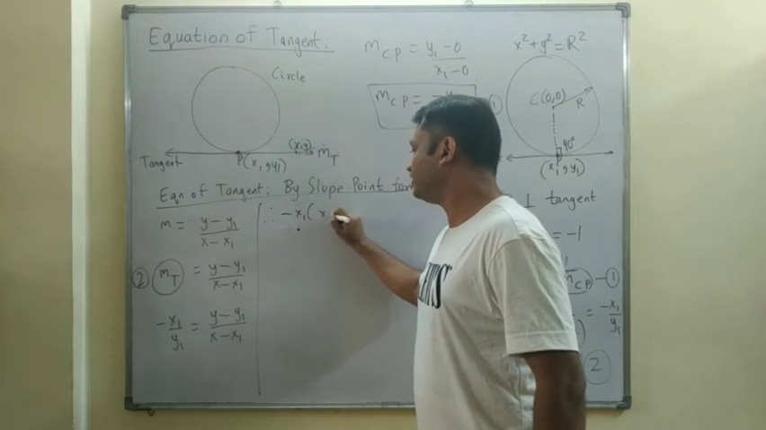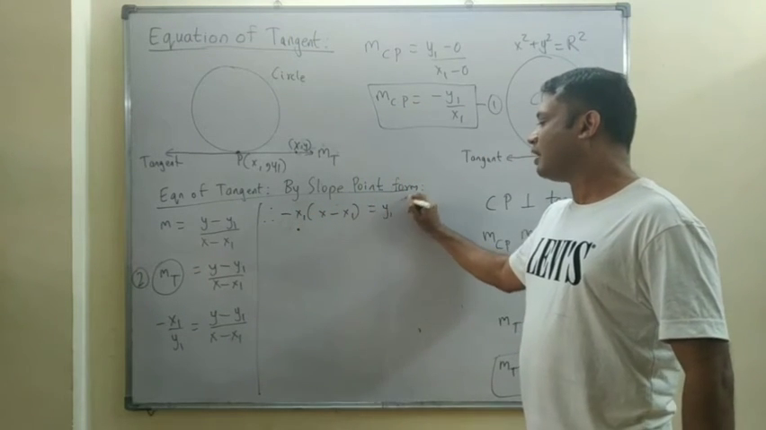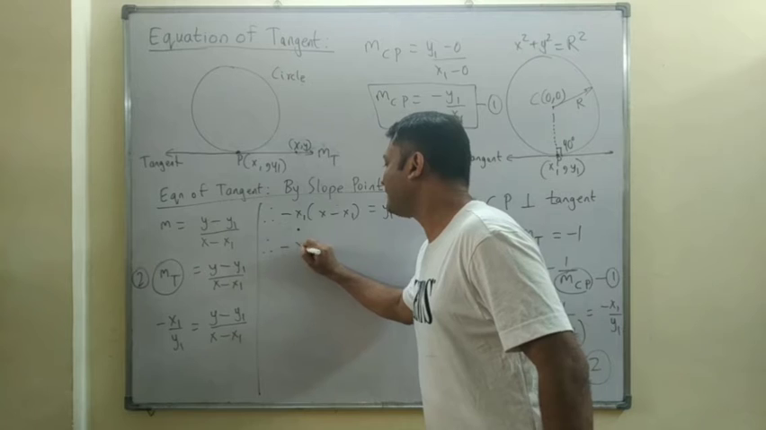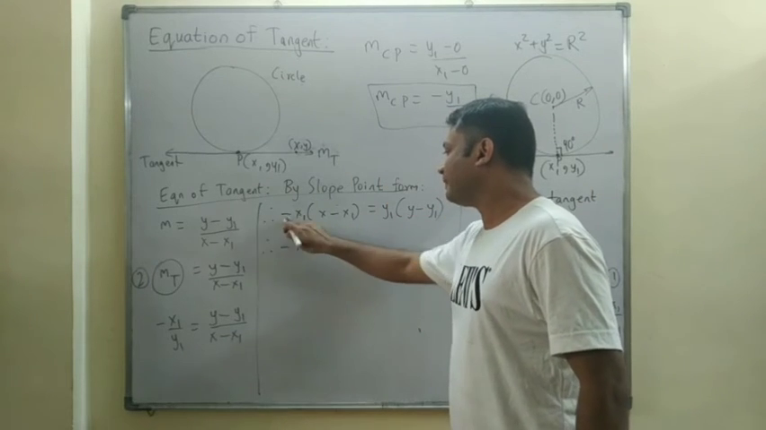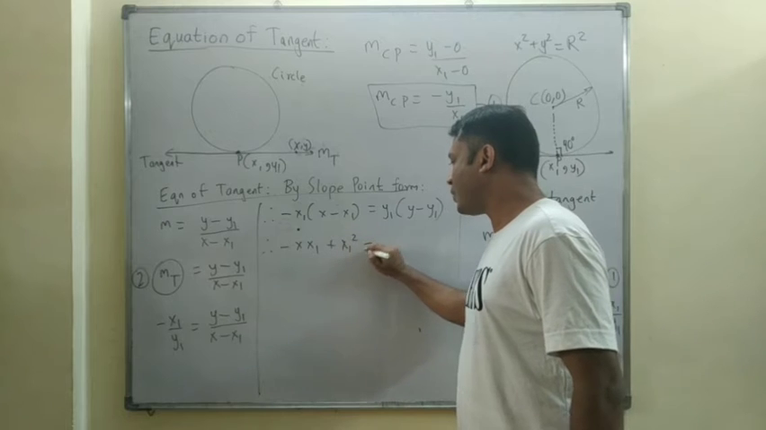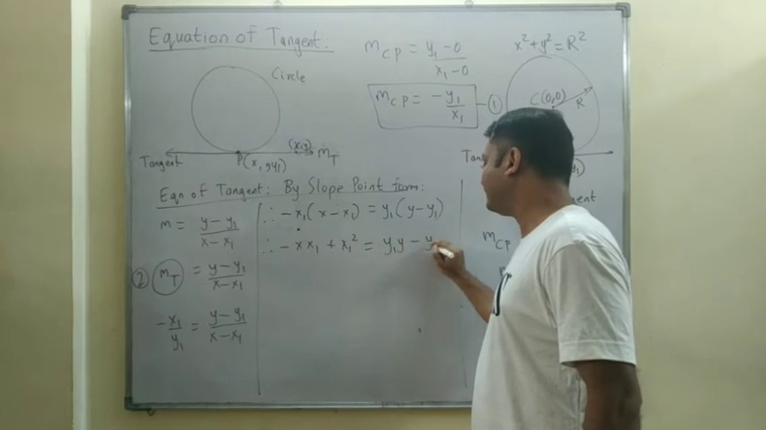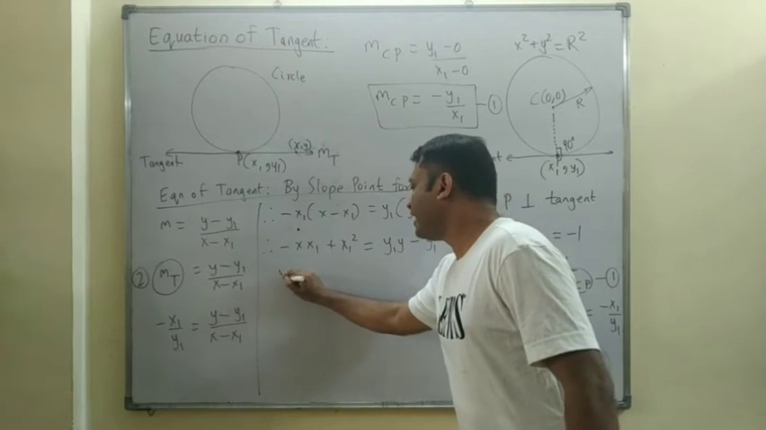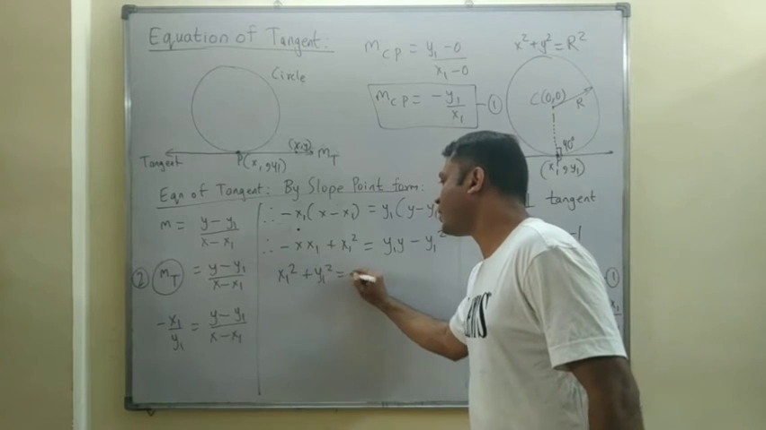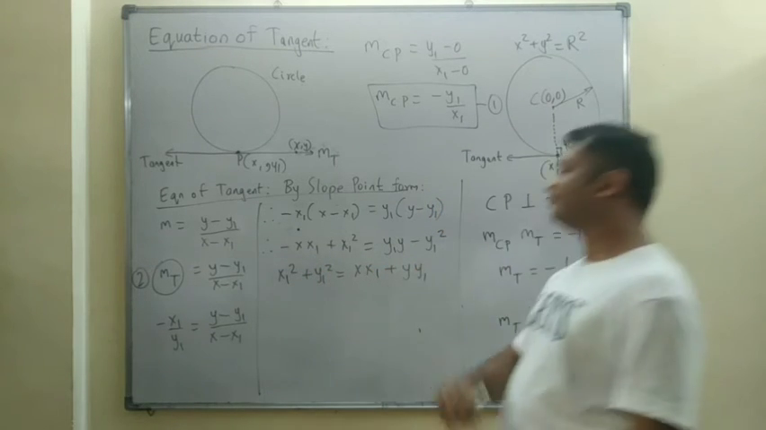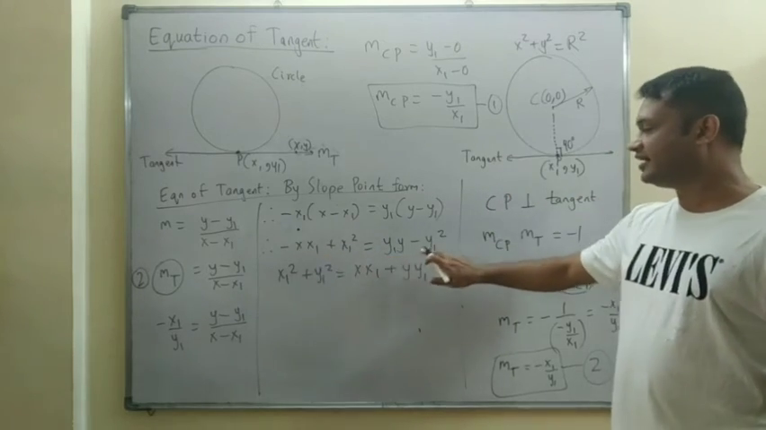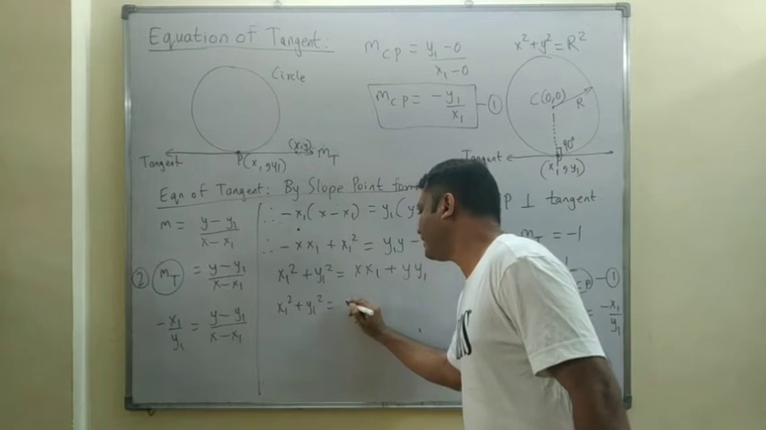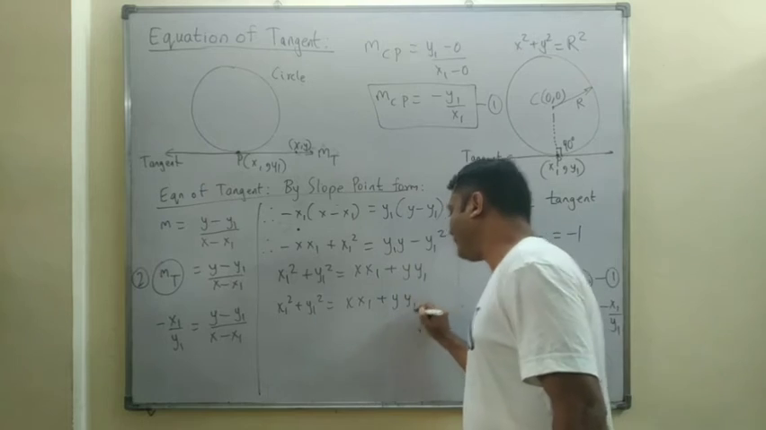minus x1 as it is into x minus x1 equals y1 into y minus y1. Let us open the brackets. Therefore, minus x1 times minus, or minus times minus, will become plus x1 square is y1 y minus y1 square. Let us take this minus y1 square on the other side. So we'll get x1 square plus y1 square is xx1 plus yy1. I have taken this term on the right side, this term on the left side. So x1 square plus y1 square is xx1 plus yy1.